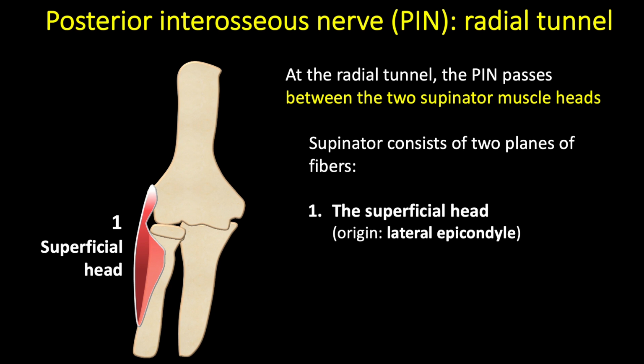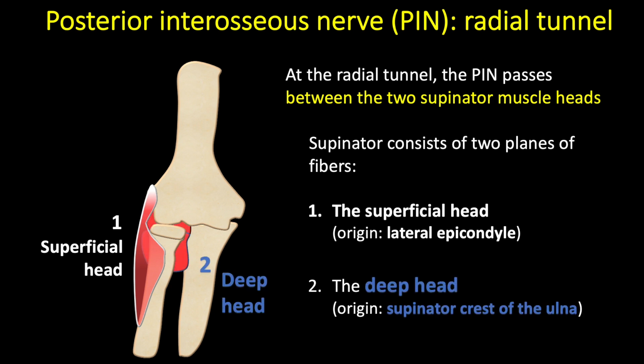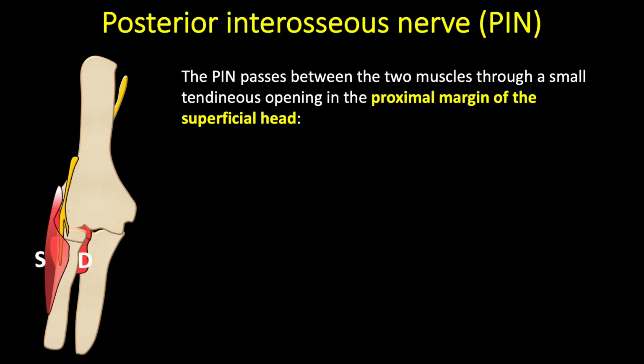On a deeper position, we then find the deep head of the supinator muscle, which originates by muscular fibers from the supinator crest of the ulna and then inserts into the dorsal and lateral surface of the body of the radius. The posterior interosseous nerve passes between the two muscles through a small tendinous opening, which is located in the proximal margin of the superficial head.